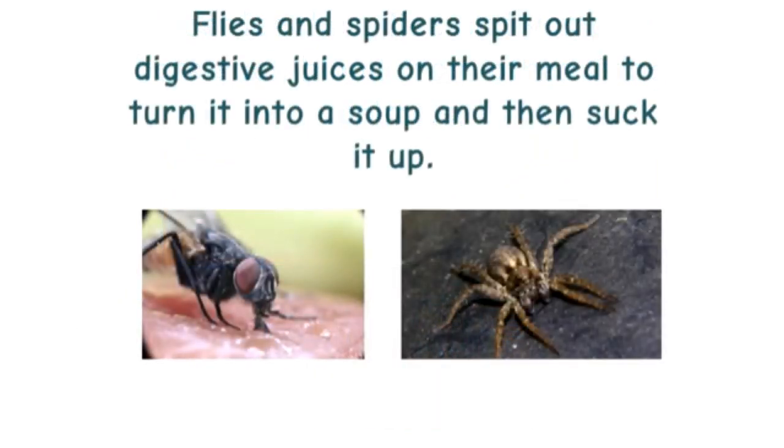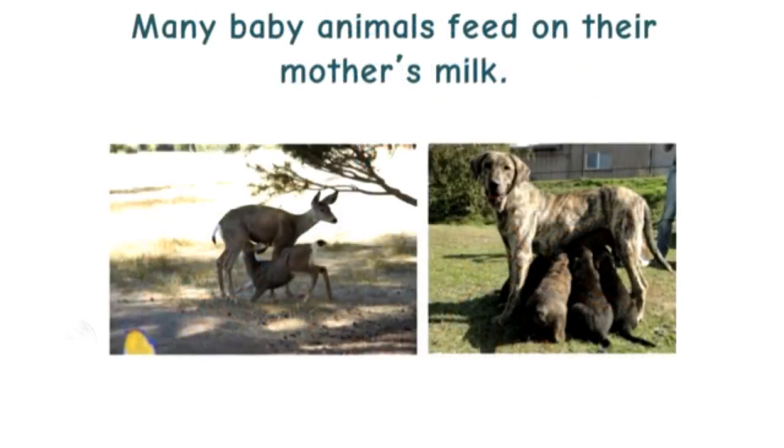Flies and spiders spit out digestive juices on their meal to turn it into a soup. बाद में वो change हो जाता है soup में and they suck it up. Many baby animals feed on their mother's milk.